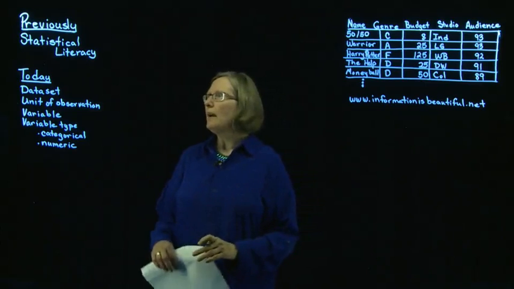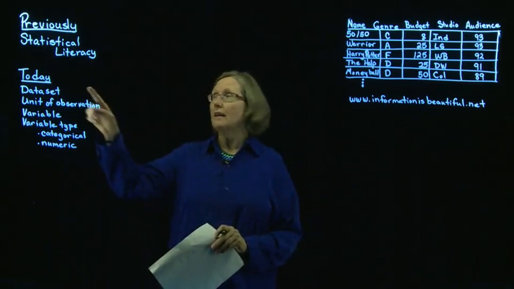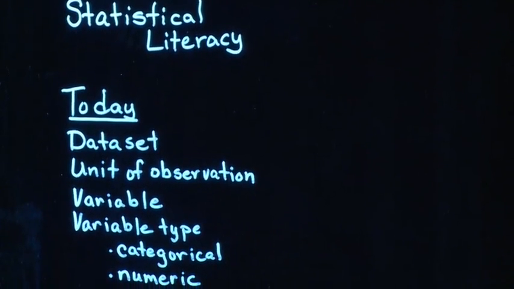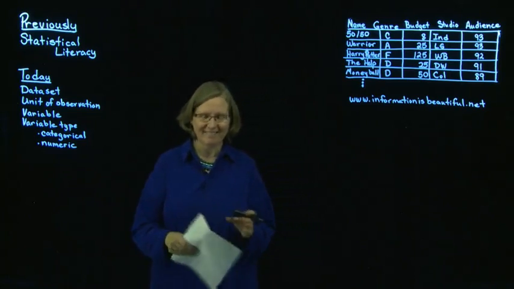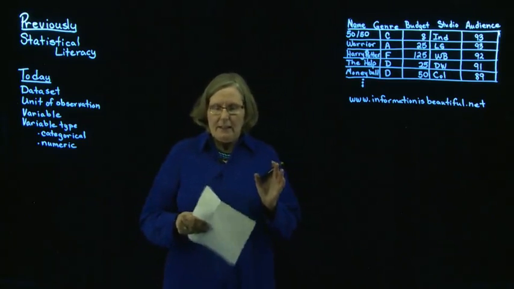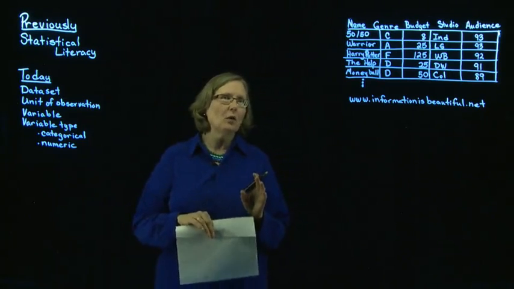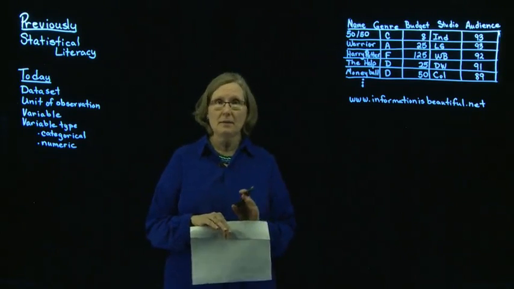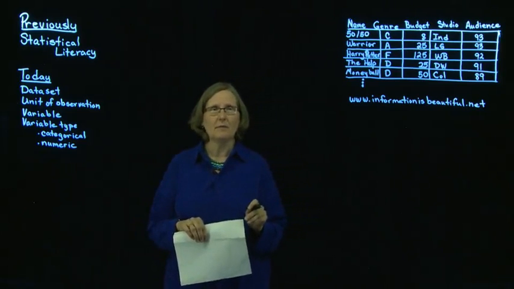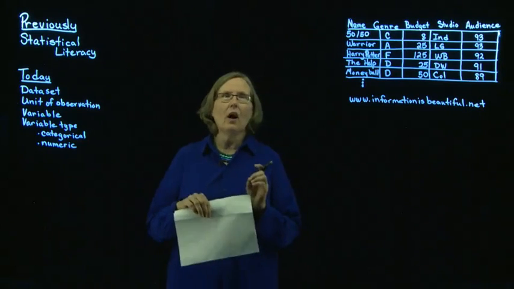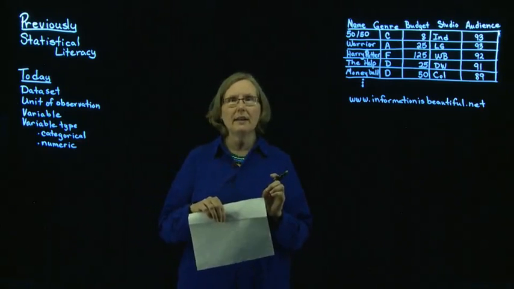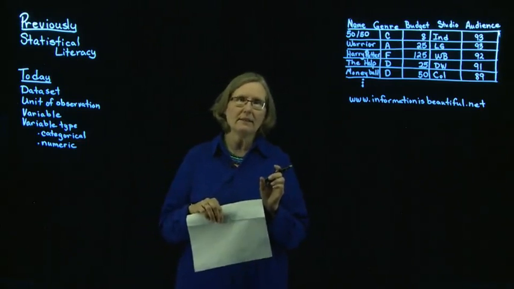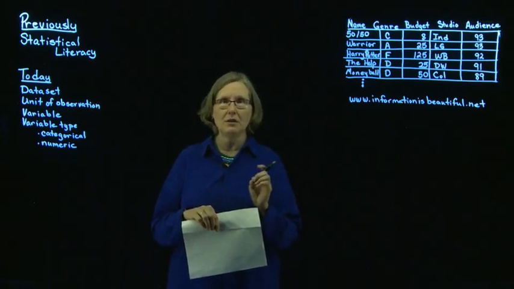Today I'm going to start by introducing four basic concepts: data set, unit of observation, variable, and variable types. So I hope you're ready. Data that we'll be using in this course will typically be organized in a data table or a data matrix that is made up of rows and columns. The rows in a data set are the units on which information is gathered. The columns are the variables or the pieces of information that are gathered about each unit.